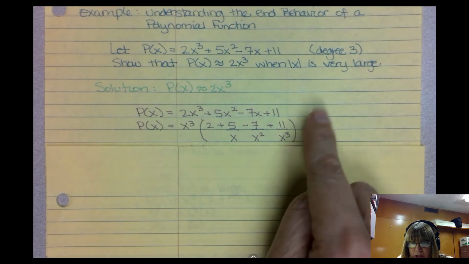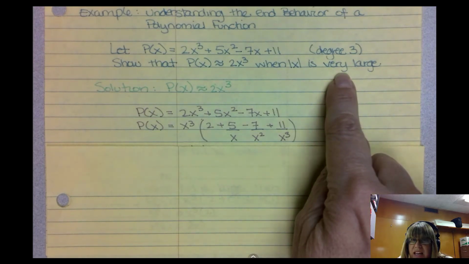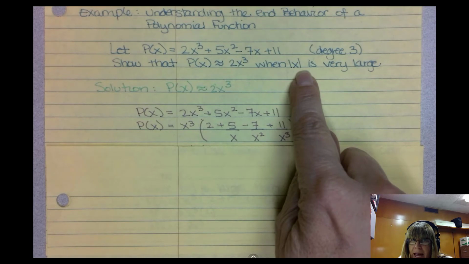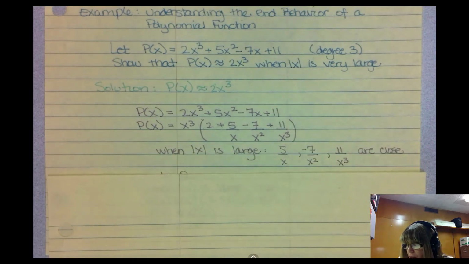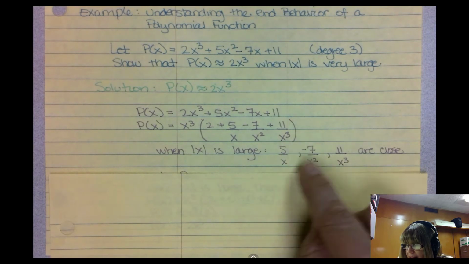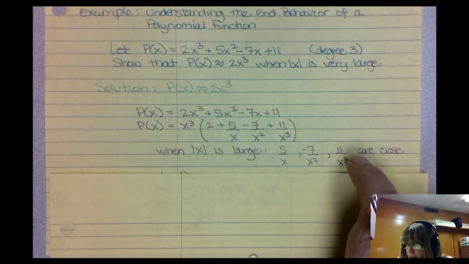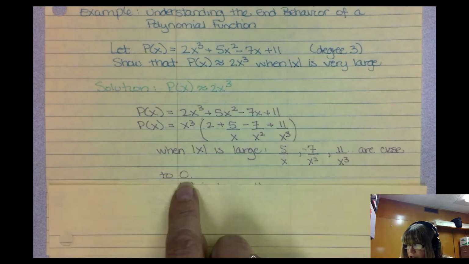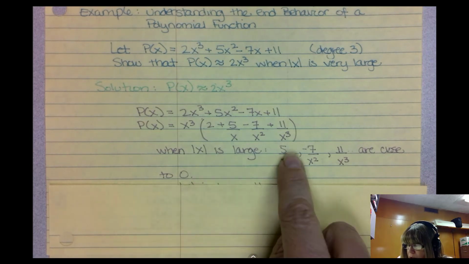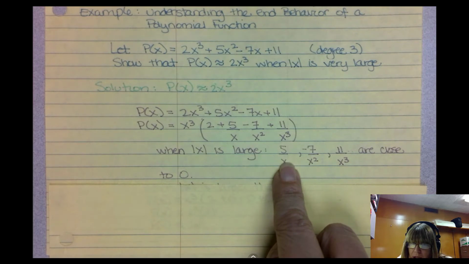Now remember what we're talking about. We're talking about a very, very large absolute value of x. And if that's the case, 5 over x, negative 7 over x squared, and 11 over x cubed become very, very, very close to 0. They don't hit 0, but they're really super close to it. So this could be 5 over a million. Well, 5 over a million is very close to 0.